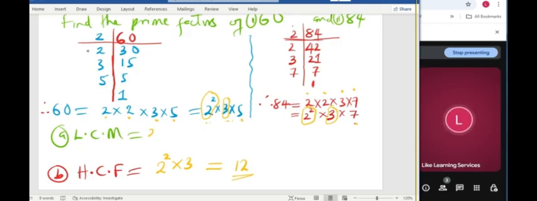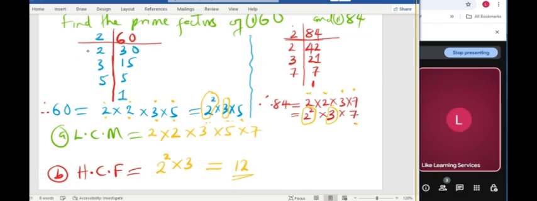I already have 2 times 2. That means there's 2 here, there's 2 here, so I don't have to write the 2 and 2 again in the other one. Then times 3, there's 3 here, I don't have to write the 3 there again. Then times 5, there's 5 here, there's no 5 here, but I must pick everything. Then times 7.